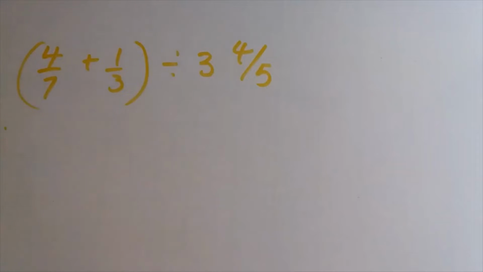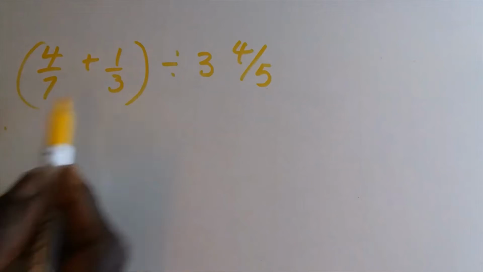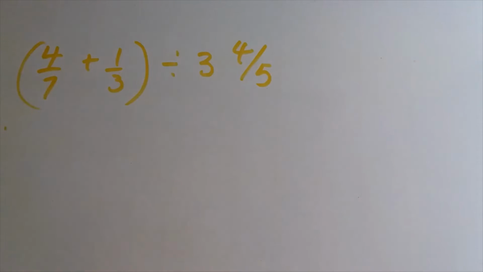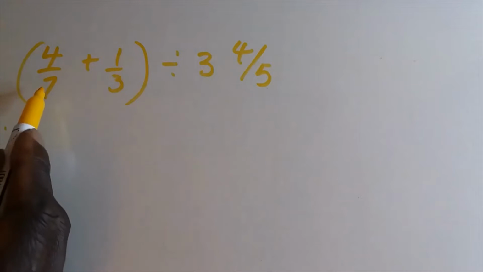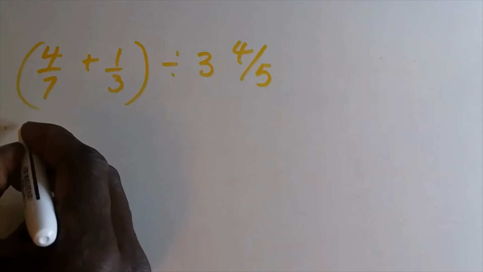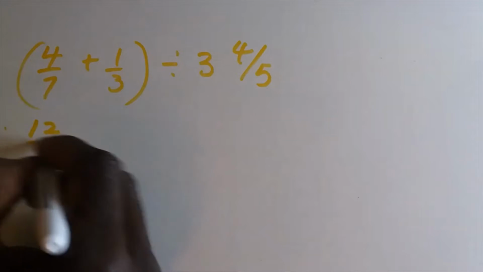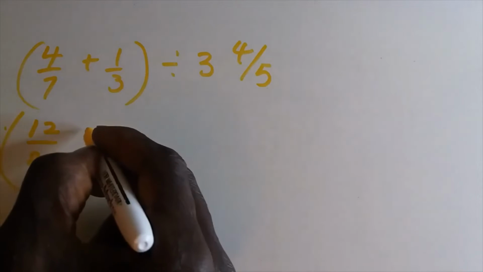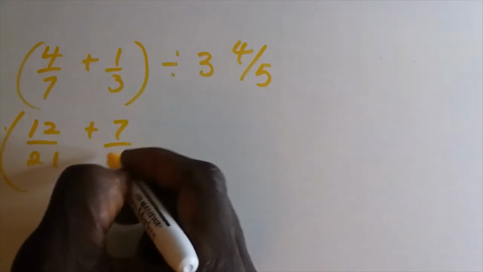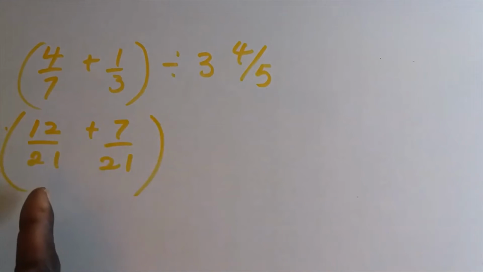Here's our next problem. First, again, we clear the brackets. We want a common denominator of 21 just by multiplying 7 by 3, and we know that. So if we multiply top and bottom of 4 over 7 by 3, we'll have a common denominator of 21. So that'd be 12 over 21 and 7 over 21. These are equivalent fractions to the ones above.